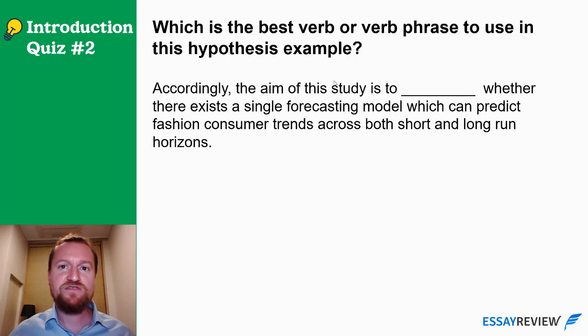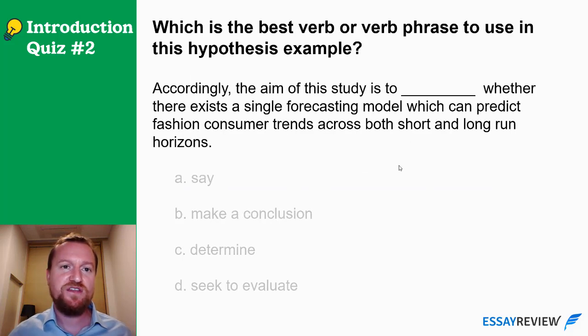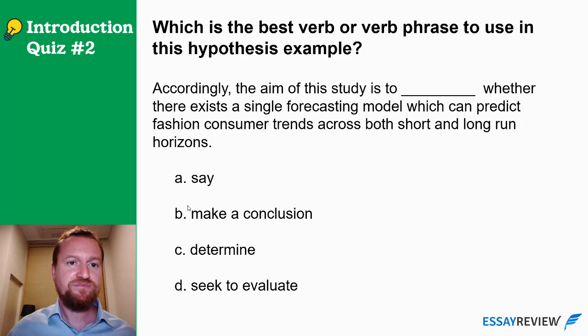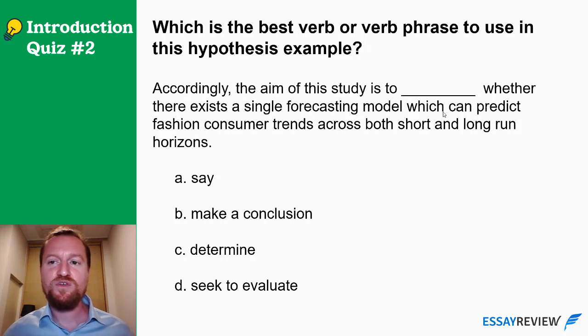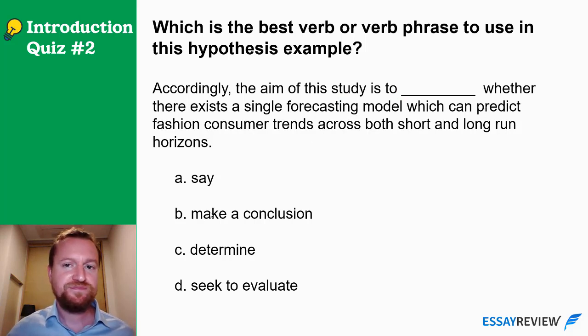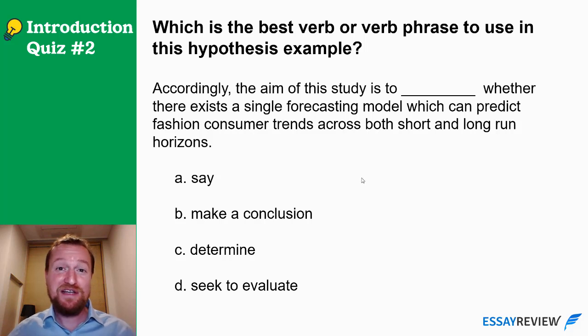All right, what is the best verb or verb phrase to use in this hypothesis example? Accordingly, the aim of this study is to verb whether there exists a single forecasting model which can predict fashion consumer trends. The aim of this study is to say, to make a conclusion, to determine, to seek to evaluate. So this writing issue has to do with the academic level and the wordiness. Think about that.